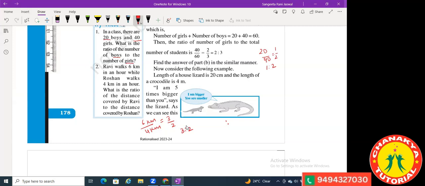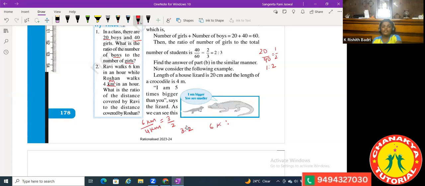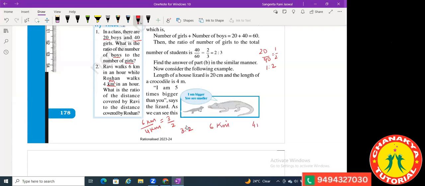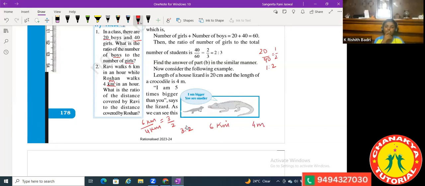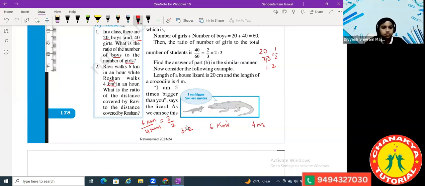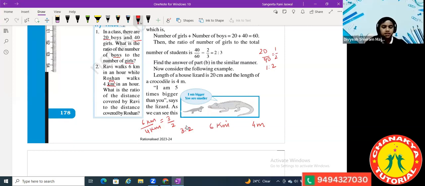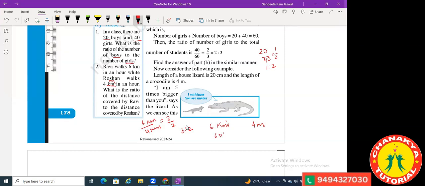Now, tell me, if I say Ravi walks 6 kilometers in an hour while Roshan walks, instead of kilometers, I have meters here. How will you find this? We need to convert. What will you convert? We can convert Ravi, because 6 kilometers will become 6,000 meters. Yes, it will become 6,000 meters.